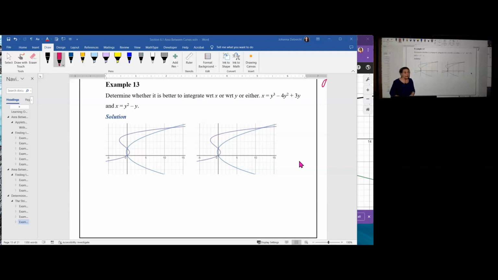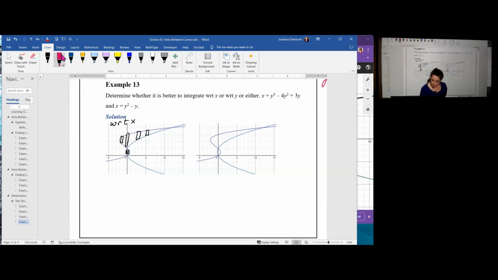Again, let's imagine trying to go with respect to x, and then we'll imagine going with respect to y. With respect to x, I have cubic over cubic, and then cubic over upper arm of parabola. And in this region, I have upper arm over lower arm of parabola, and in this region, cubic over cubic. This would be an absolute nightmare to integrate with respect to x. Don't even consider it. It's got to be better with respect to y.